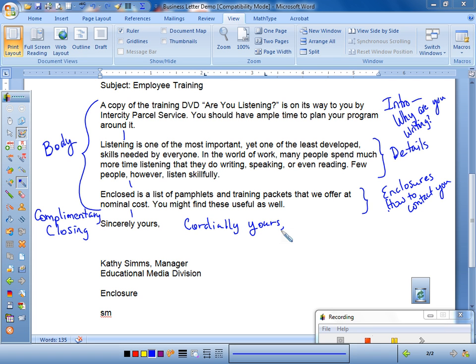All right, so guess. How many spaces here? There's your other three spots. What's going to go there? After you type the letter, you have to leave three spaces because you actually have to physically sign your letter with your own handwritten signature.